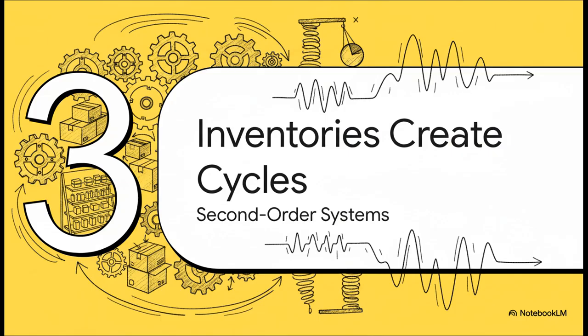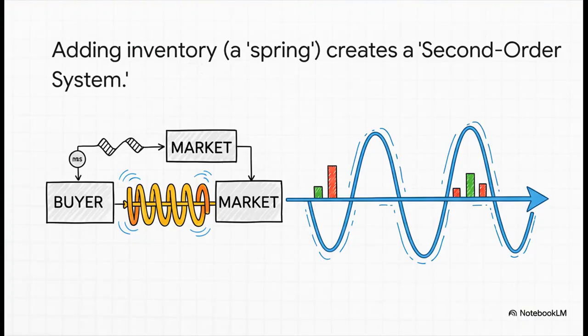Okay, so that's our simple system, right? No inventory. But what happens when we add it back in? Because this is where things get really interesting. By adding just this one element, we get behavior that is so much more complex and, frankly, so much more like the real world. The moment we add inventory, our spring, to the model, it evolves. It becomes a second-order system.